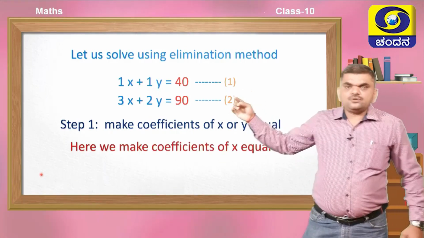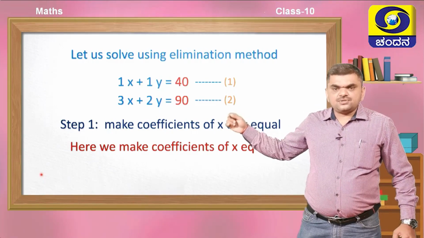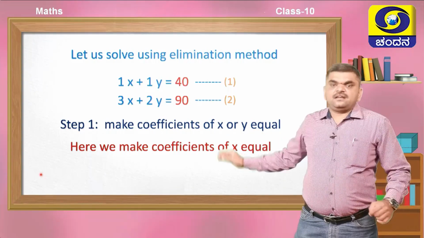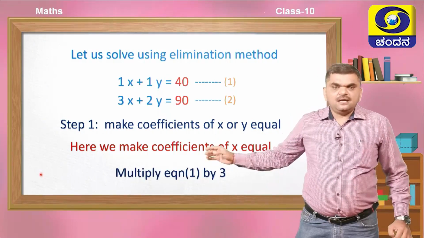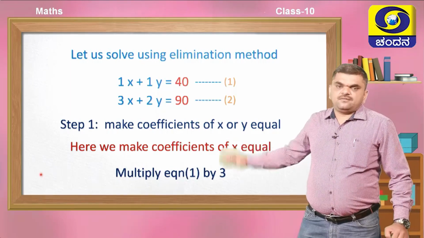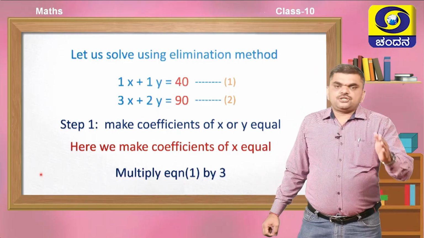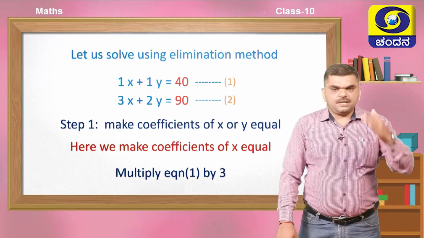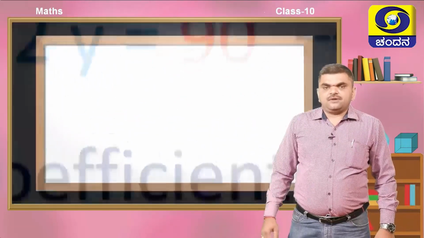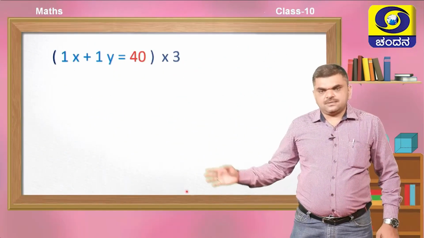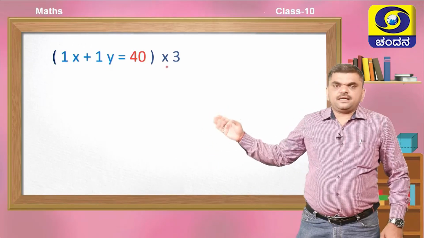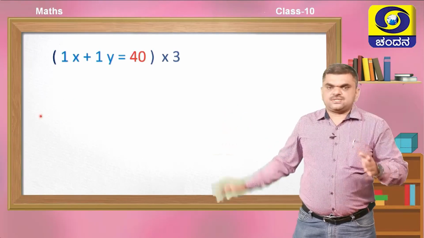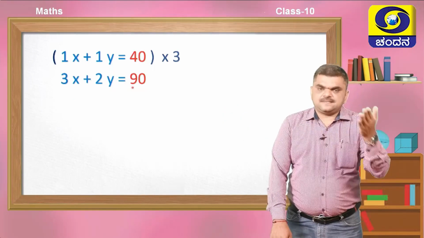So, in order to solve for x and y, we have to make the coefficient of x or y equal. Anyone is required. So, here I am going to make the coefficient of x equal. So, multiply equation number 1 by 3 so that we get the value of 3x. What do we get? 1x plus 1y is equal to 40. When we are multiplying anything to the equation, we have to multiply both sides, that is LHS and RHS. So 3x plus 2y is equal to 90. This is the second equation.